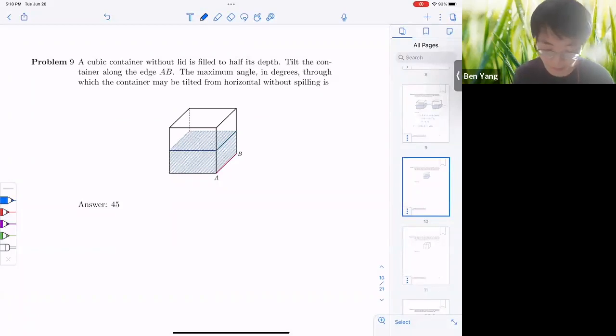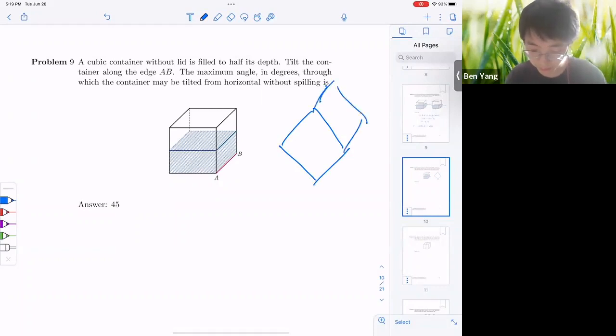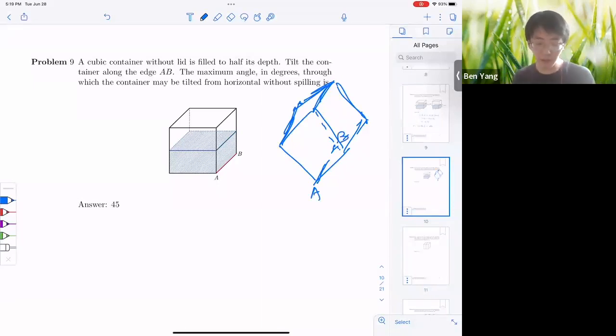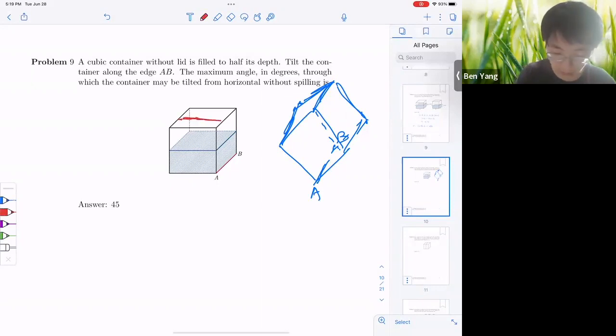Yeah, let me draw the picture here. It's not easy, but I'll try. Along AB. Okay. Not a super nice picture. Yeah, we have A and B here. So I guess here we can look at the cross section. For example, the cross section here.